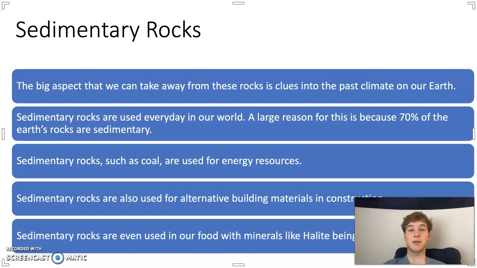And sedimentary rocks, you can even find them in your food. Like table salt is halite. It's basically a sedimentary rock, so you eat these as well.